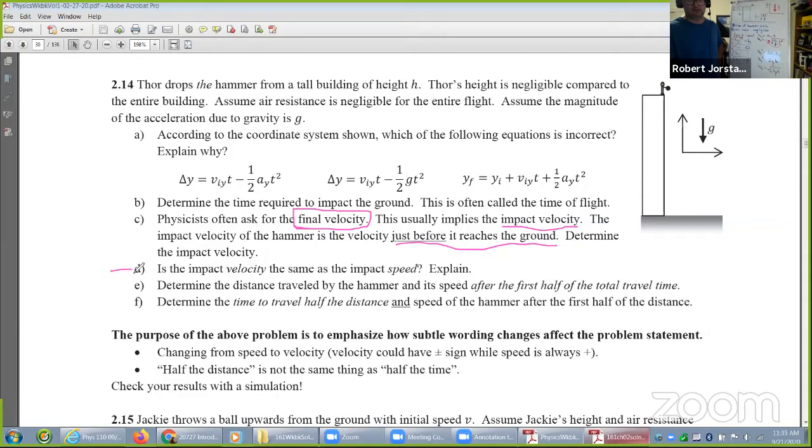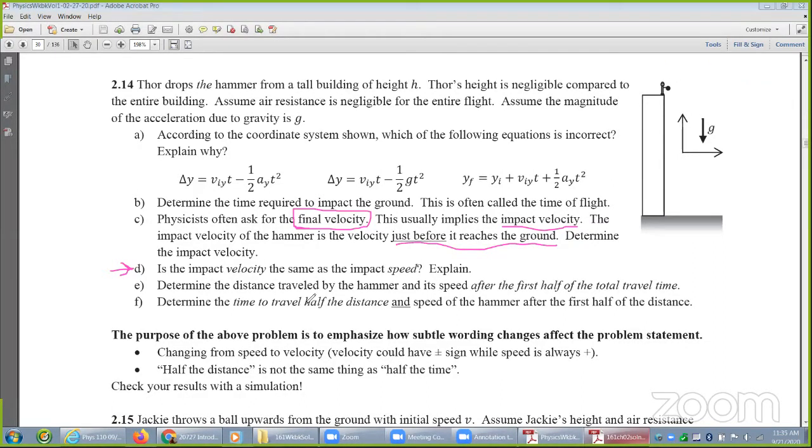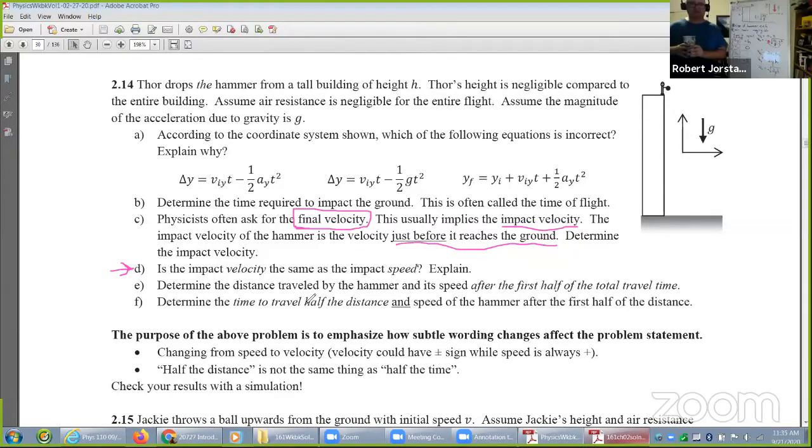How about this one? Somebody, is impact velocity the same thing as impact speed? What do you think? And if not, how are they different? Go ahead and take a stab at it if you're feeling brave, right? I'm here to help you. This is a tricky part. No, it's not the same. So why are they not exactly the same thing?